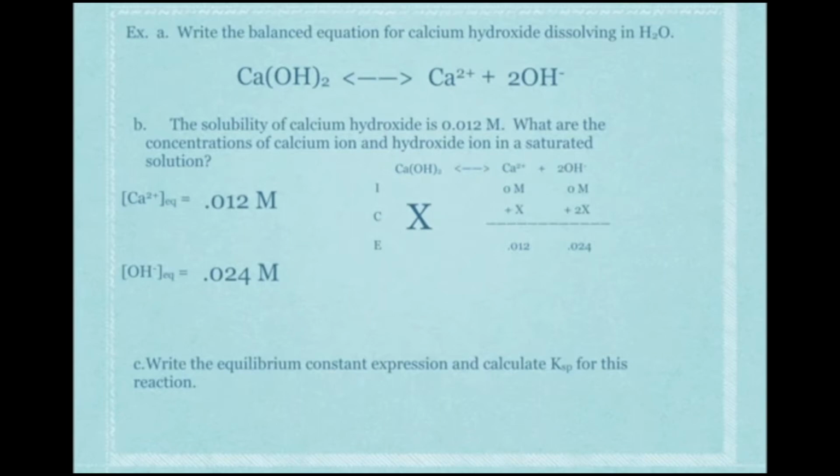Really not that bad. The last thing I need to do is to write the equilibrium constant expression and calculate my KSP. Again, KSP equals simply my products, so calcium ions times hydroxide ions squared, over my reactants, but again, remember, because it's a solid, I ignore it. So all I have to do now is plug in the values I got for the equilibrium concentrations of calcium and hydroxide ions, and I'll get my equilibrium constant, just like what we were doing before in the previous lessons. So I'm going to take 0.012, multiply that by 0.024. Remember, I need to square that value because there's a coefficient of 2 for hydroxide. And what I end up getting for my KSP is 6.9 times 10 to the negative 6, and that's it.